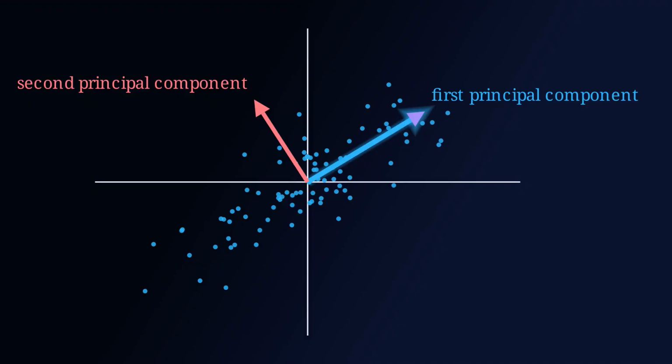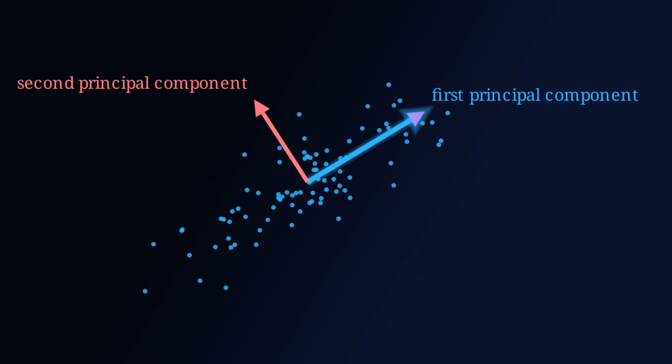Together these 2 arrows form a new pair of axes, custom fit to this particular cloud. They're not horizontal and vertical, they're tilted to match the data itself. Think of it as the cloud choosing its own natural coordinate system, one aligned with how it actually spreads rather than with the axes we happen to measure in.